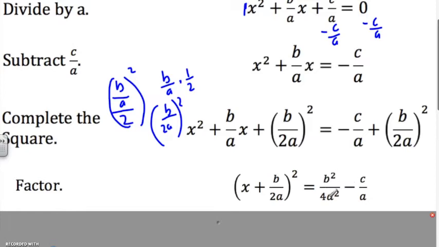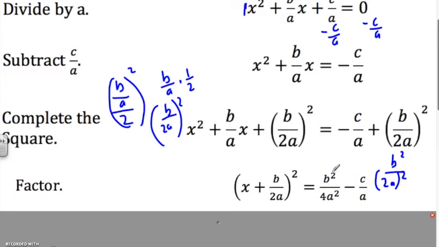Now the way I got this term right here is all I did was square this. I have to put that square with both pieces. So I had b squared, which is pretty simple, but I also had 2a squared, which 2 squared is 4, and a squared is a squared. So we've now factored this.